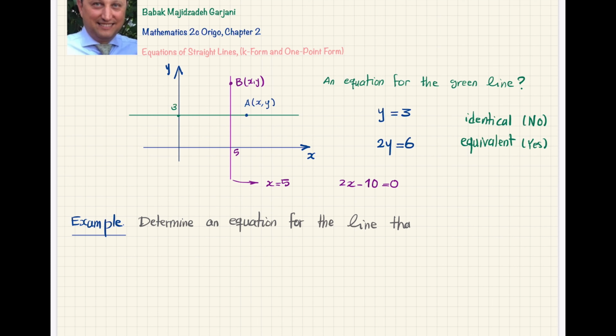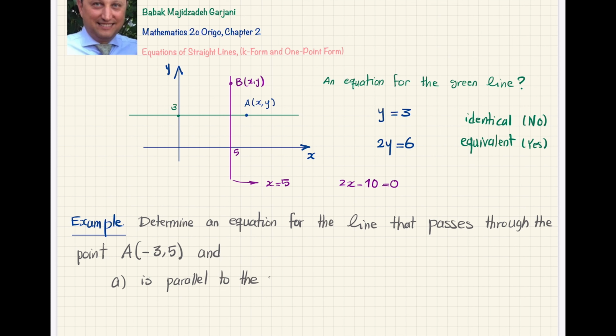So determine an equation for the line that passes through the point A with coordinates minus 3 and 5, and so for example part A is parallel to the x-axis, part B is parallel to the y-axis. Yeah, it is very, very simple. So let me write the answer immediately in front.